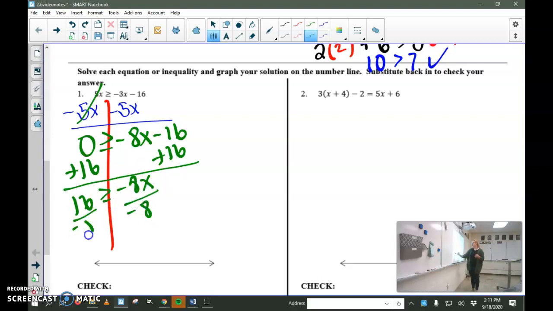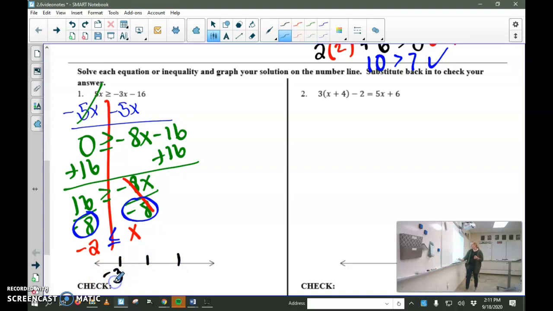Divide both sides by negative 8. So that gives me x here, negative 2 on the left. Oh, and look, because I divided by a negative on both sides, I have to flip my inequality symbol, okay? So I'm going to go ahead and number the numbers on my number line.